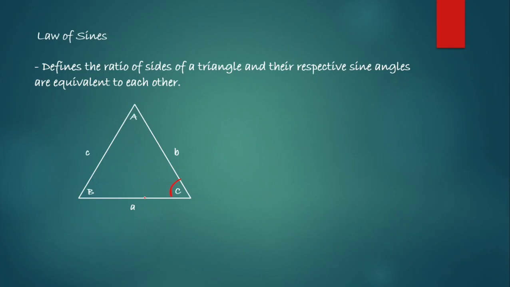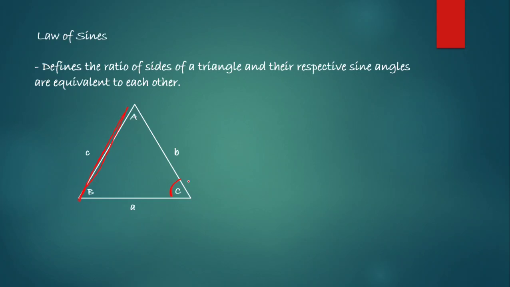and we get the side the angle is facing, which is side C, and this is angle C. This will become a ratio, these two. Same with angle B to side B and angle A to side A.